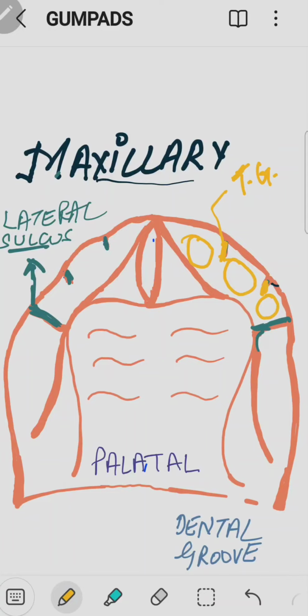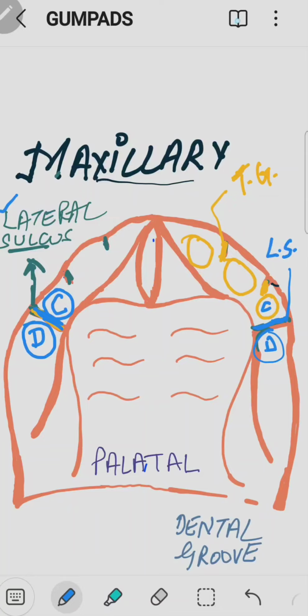Now, an important thing to remember here is the presence of the lateral sulcus. Why is this lateral sulcus important? The transverse groove which is present between the canine and the first deciduous molar is called the lateral sulcus on both sides. This is the canine and the first molar. Here the transverse groove will be named the lateral sulcus.